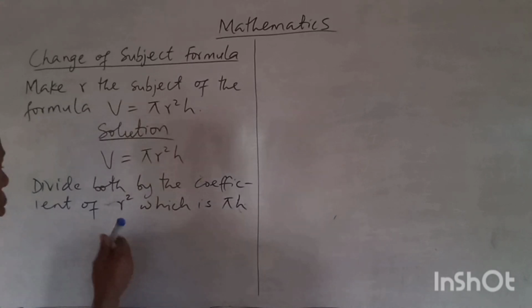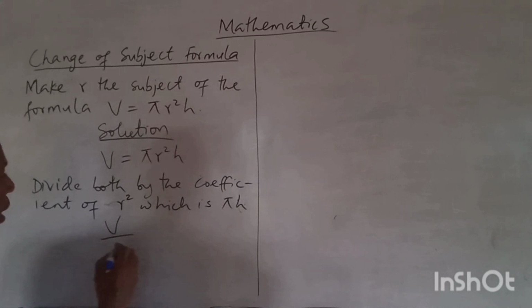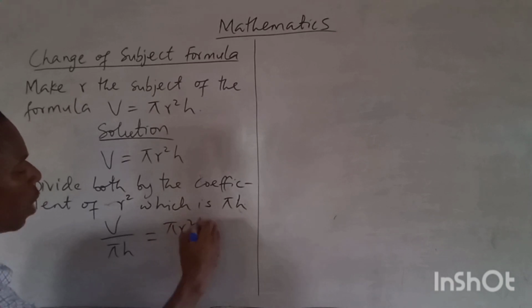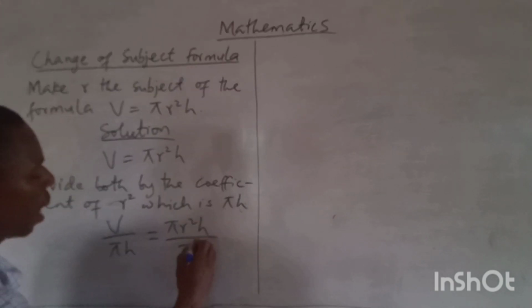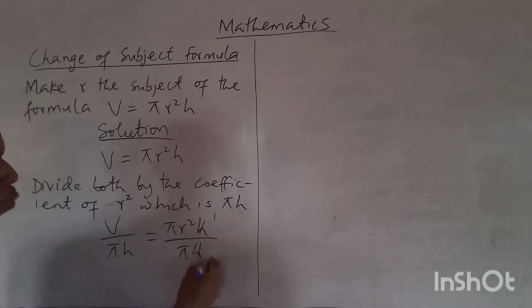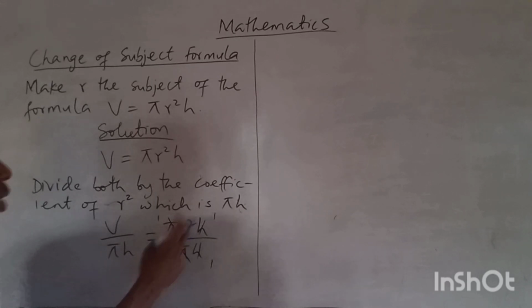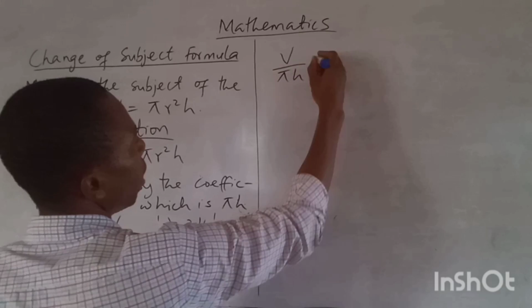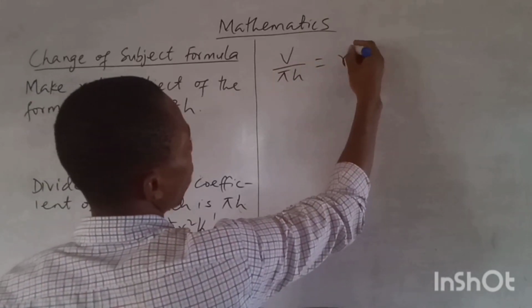H. So we have v divided by pi h equal to pi r squared divided by pi h. So h will cancel out h, so we have 1. Pi cancel out pi, we have 1. So we are left with what? R squared. So we have v over pi h is equal to r squared.